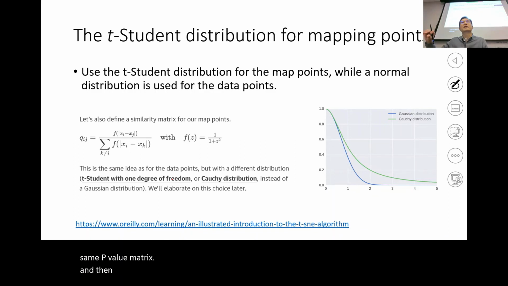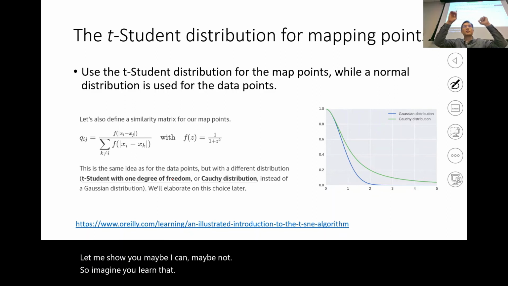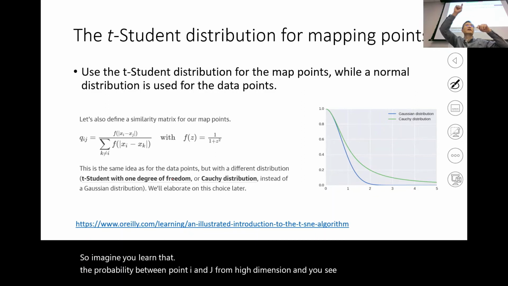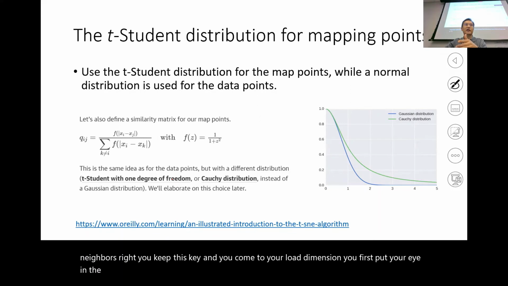And then you can pop up your data, and from the given P matrix and follow some kind of distribution. Let me show you. So imagine you learn the probability between point i and j from high dimension, and you see, okay, they are 85% to be neighbors, right? You keep this p, and you come to your low dimension. You first put your i in the low dimension, so you define i.